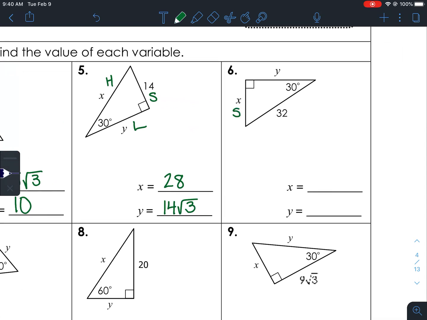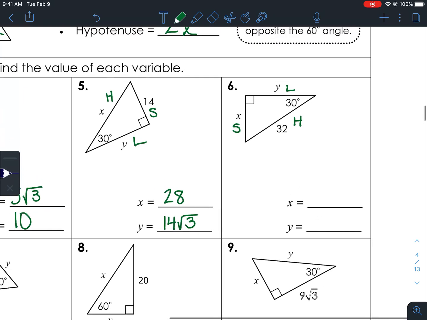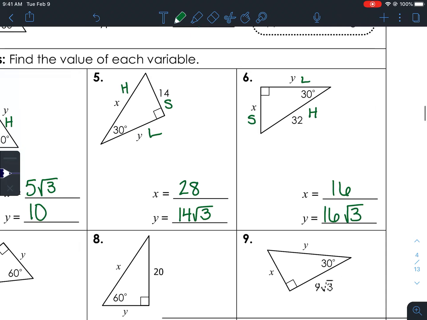Looking at this one here again, short side, long side, hypotenuse. The idea is that you want to get back to your short side. So here's my hypotenuse. To get from hypotenuse to short side, I'm going to divide by 2. Going from short side to hypotenuse, we multiplied by 2. Going backwards, we're dividing by 2. So 32 divided by 2 is going to give me 16 for my short side. Now for my y, we're going to take that short side and we're going to multiply by the square root of 3.